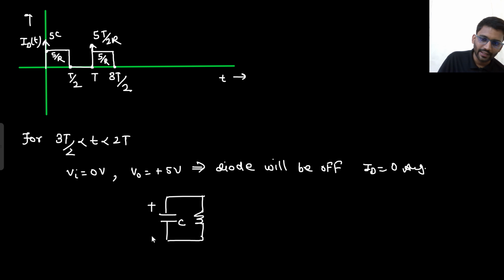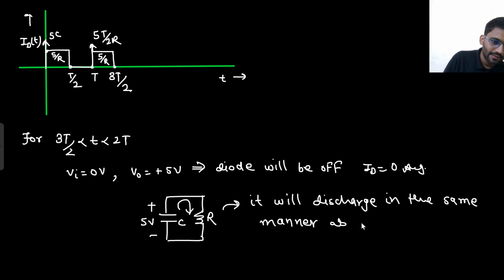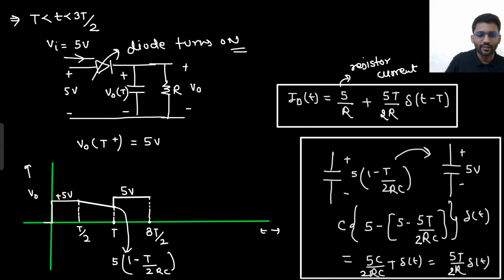This is the capacitor which is at 5 volt, and this is the resistor, and it will again discharge. It will discharge in the same manner as, no, not 0 to T by 2, T by 2 to T. It will discharge in the same manner. Well and good. So now we can draw the final waveform because the same cycle will keep on repeating now.